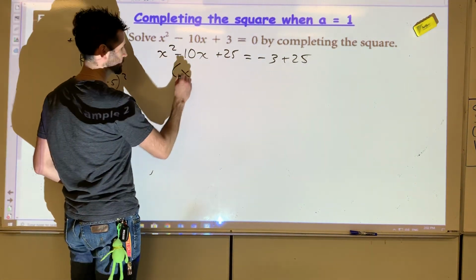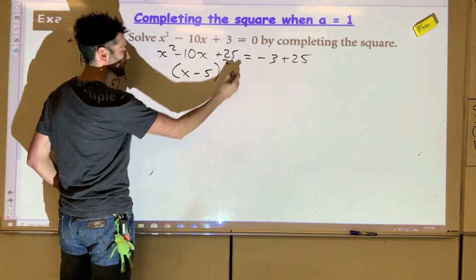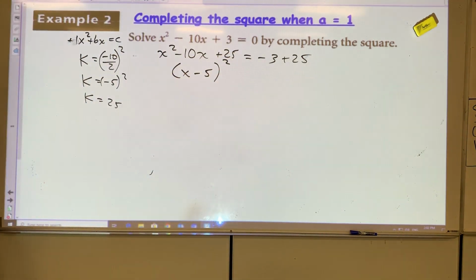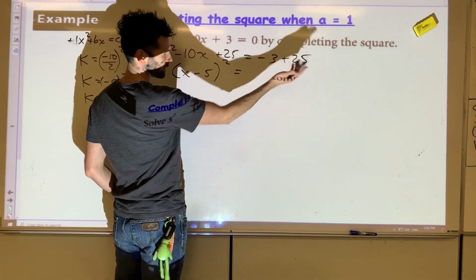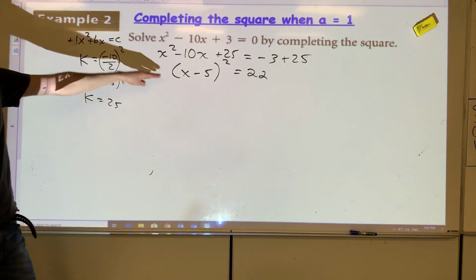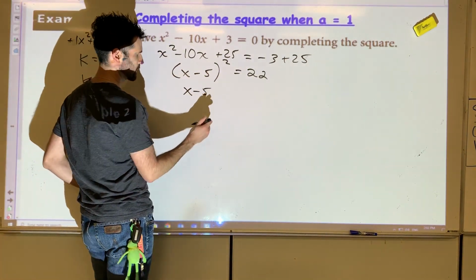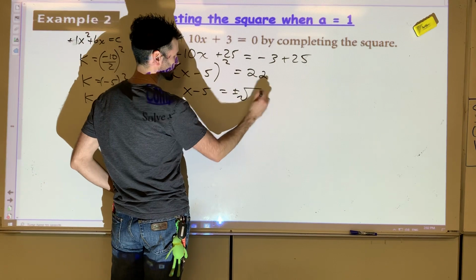So how do you factor it? Just grab whatever number was here in the intermediate step. So it's x minus 5 squared equals, and over here you're going to get 22. Okay, now it says solve this, so I haven't solved it yet, so I have to square root both sides. So we get x minus 5 equals plus or minus square root 22.